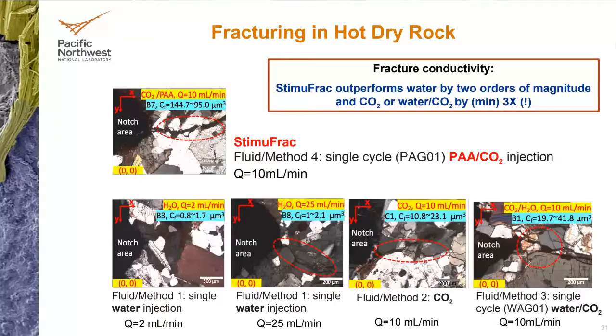We did some thin sections of the samples, and this is for hot dry rock. We are still pending the thin section analysis of the water saturated rock. And what we observe for steam frac is this sample. For water, the fractured rock, this is a picture of the thin section, and we can barely see the fracture. The fracture volume is in the order of 0.8 to 1.7 cubic micrometers.